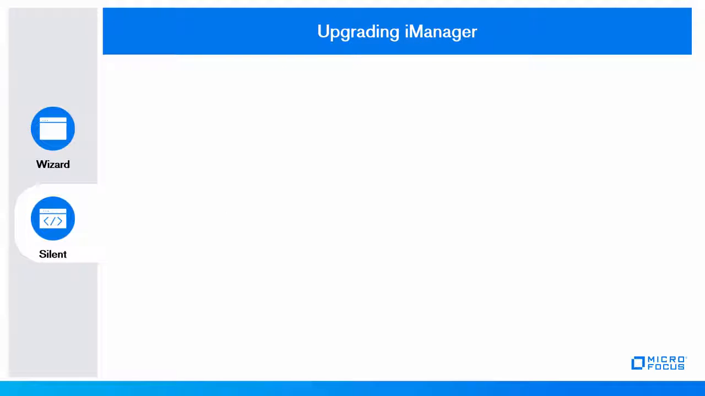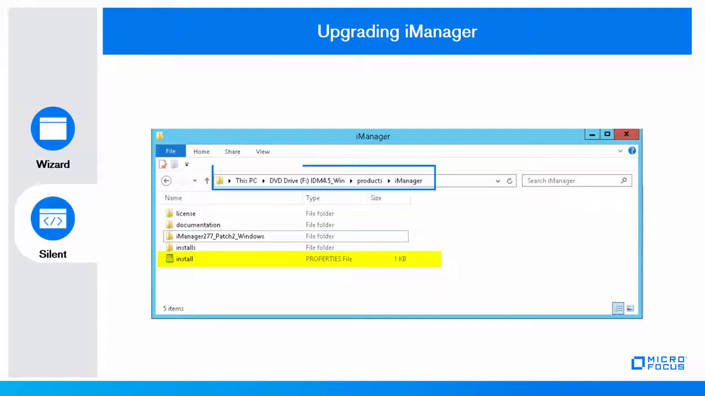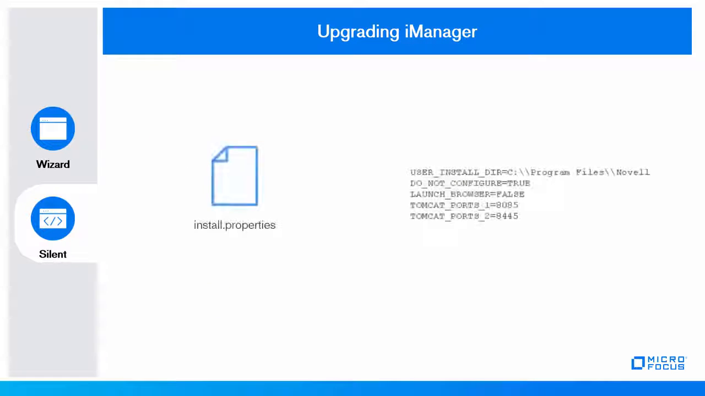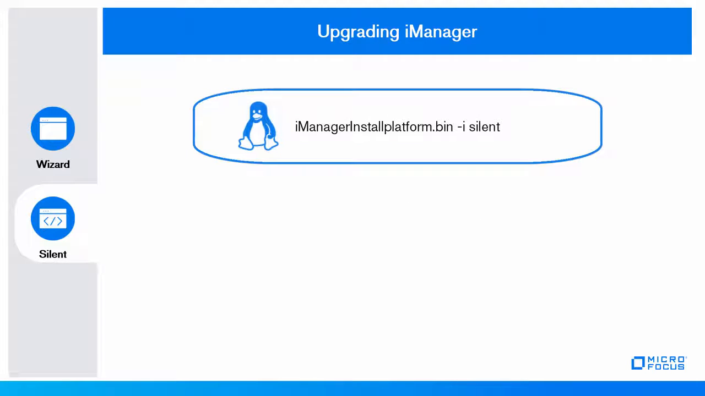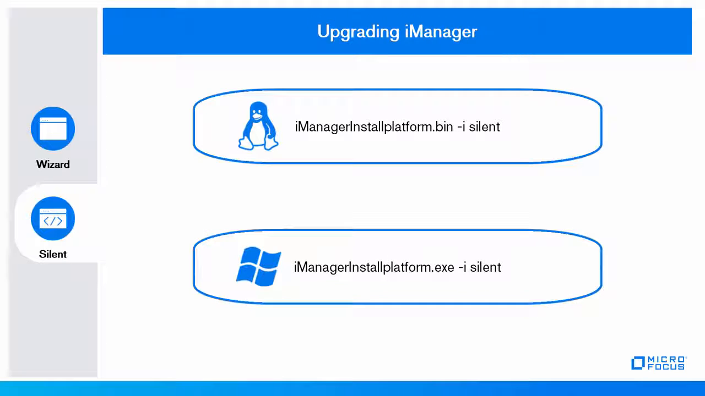In silent mode, find the install.properties file in this location. In the install.properties file, mention the path where the previous version of iManager was installed and the Tomcat port numbers. On a Linux machine, use this command to run the silent properties file. On a Windows machine, use this command to run the silent properties file.